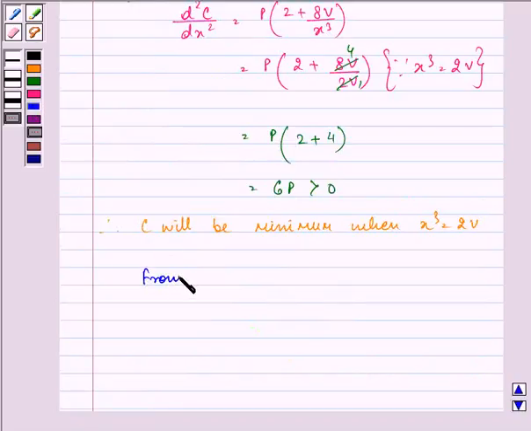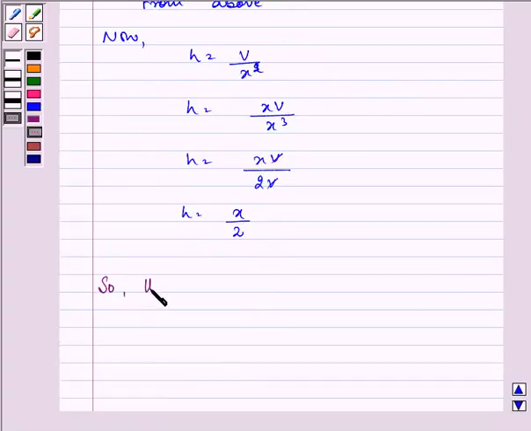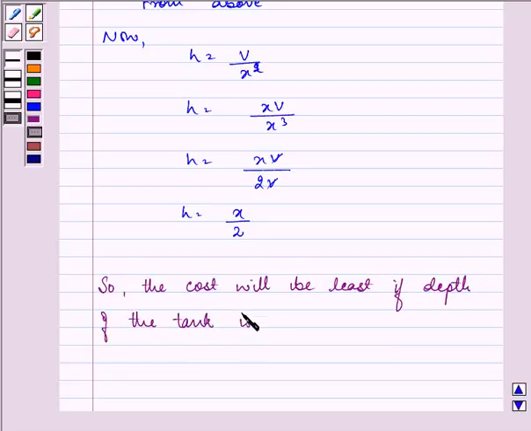And from above we can say that h was v upon x square, which, on multiplying both the sides by x, we have xv upon x cube, that is xv upon 2v. So h is x upon 2. So the cost will be least if the depth of the tank is half the width of the base. Right, so this completes the solution.